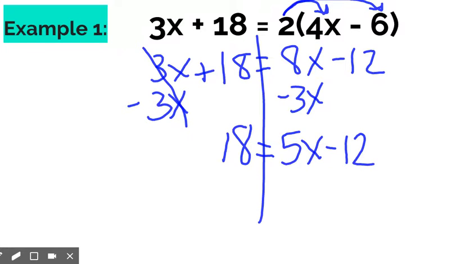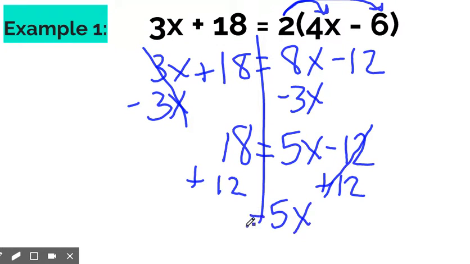Now we're going to go to our PEMDAS backwards. We're going to add 12 to both sides because that's the opposite of the subtraction. Those are going to cancel because together they make 0. We have 5x on the right side. We have 18 plus 12, which gives us 30. Now that 5x means 5 times x, so we have to divide both sides by 5 because that's the opposite of multiplying.